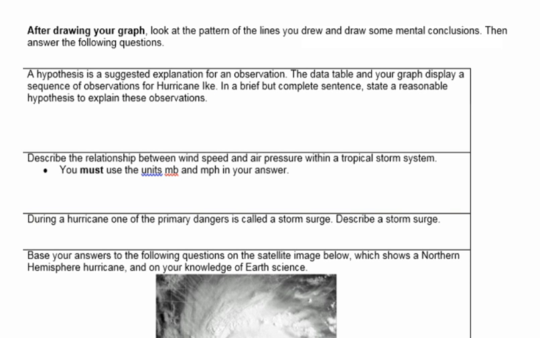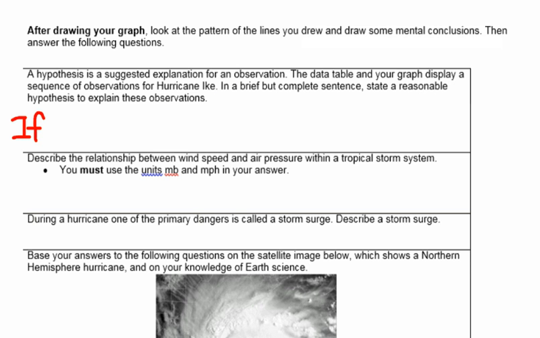It says in a brief but complete sentence, state a reasonable hypothesis to explain these observations. So remember, a hypothesis is going to start with if. So you're going to do an if-then statement right in this first sentence. And so be sure to follow these directions, because I'm going to be grading these over spring break. And I'm going to care if you screw it up, so don't screw it up.